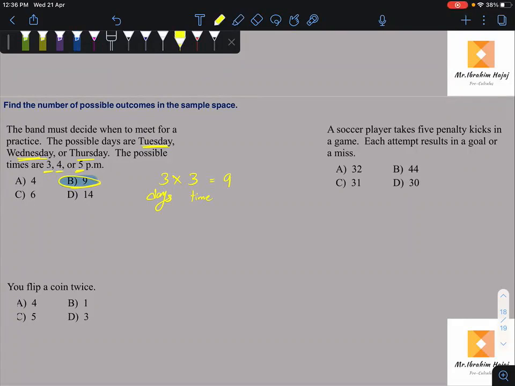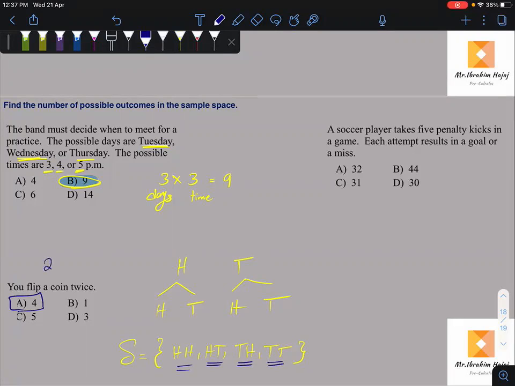Okay, next question. You flip a coin twice. We would like to find the number of possible outcomes here. The first time we can get head or tail, and the second time you can get head or tail. So the sample space includes HH, HT, TH, and TT. How many possible outcomes are in the sample space? 1, 2, 3, 4. So your answer is 4.